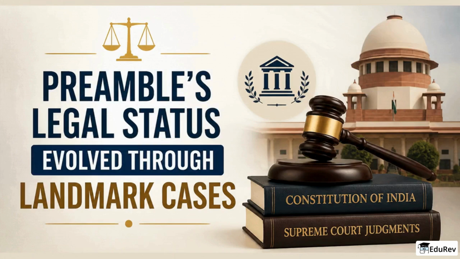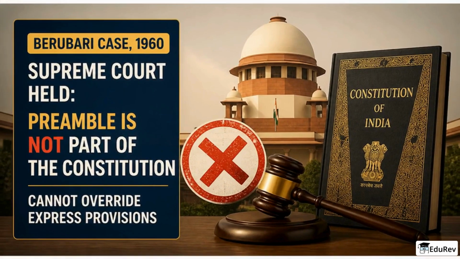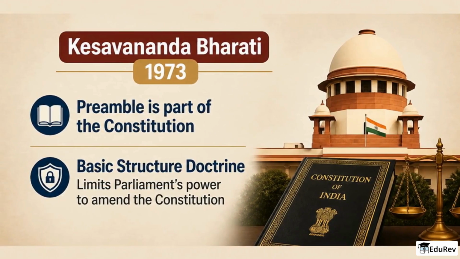Now, the judicial storyline. The preamble's legal status evolved through landmark cases that you should cite in an answer. In the Berubari case of 1960, the Supreme Court initially said the preamble was not part of the Constitution and could not override express provisions. Then in Kesavananda Bharati, 1973, a larger bench held the preamble is part of the Constitution and articulated the doctrine of the basic structure limiting Parliament's amendment power.